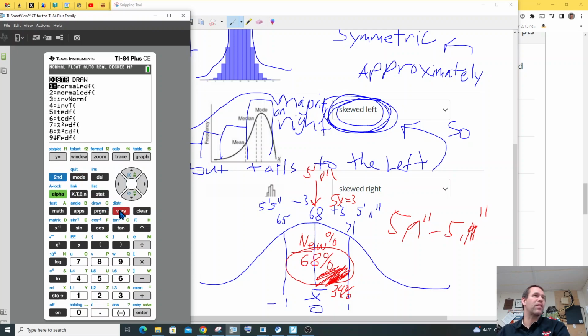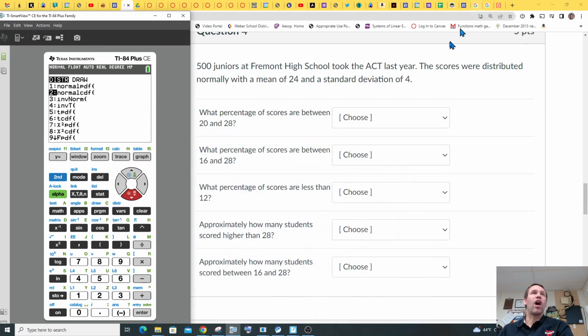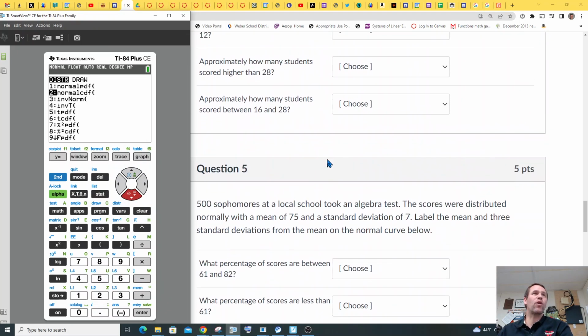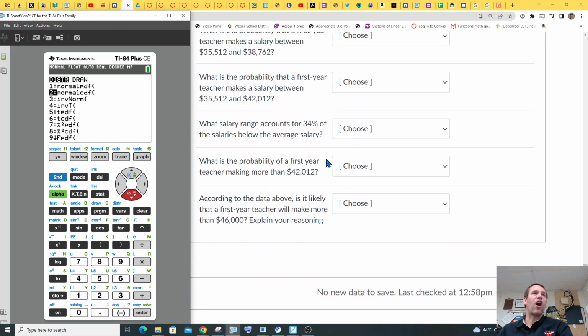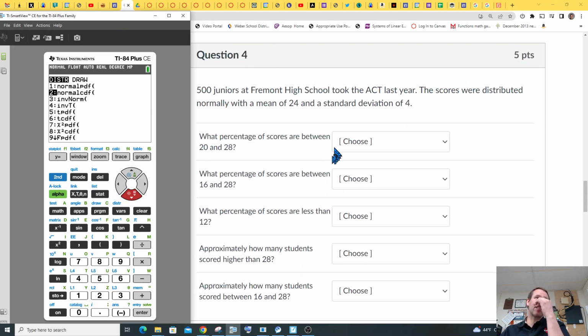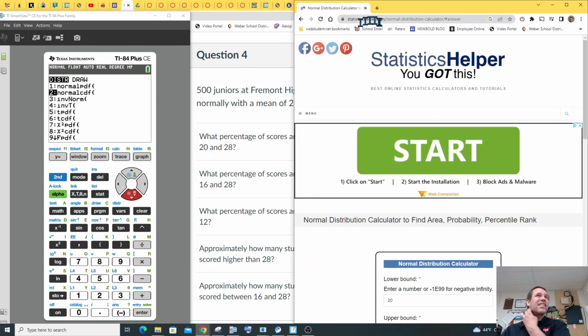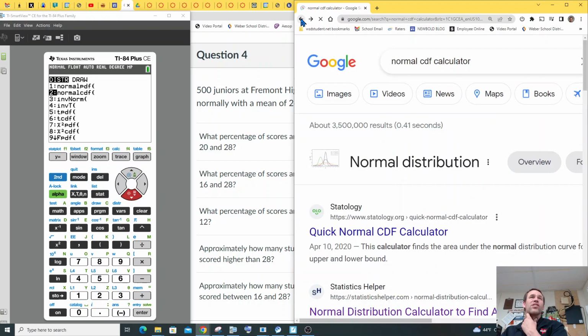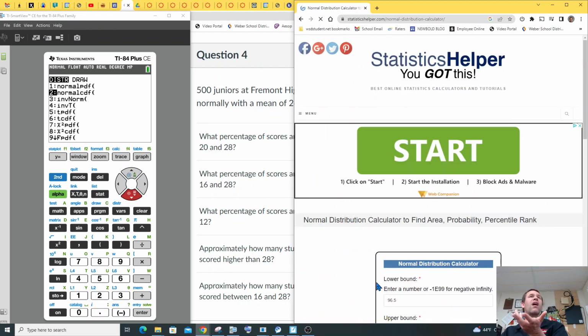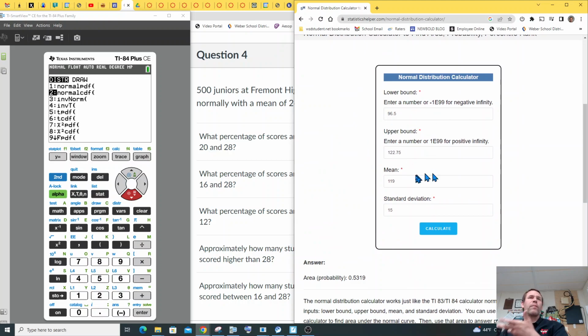Okay, beautiful. So second distribution. We're going to use something called normal CDF for this next part of the homework assignment. So questions 4, 5, 6, all the way down, we're going to be using normal CDF. Or if you don't like normal CDF, you could use statisticshelper.com, normal distribution calculator. I found that by typing in normal distribution statistics helper .com. You can plug in lower bound, upper bound, mean, and standard deviation, same as the calculator.